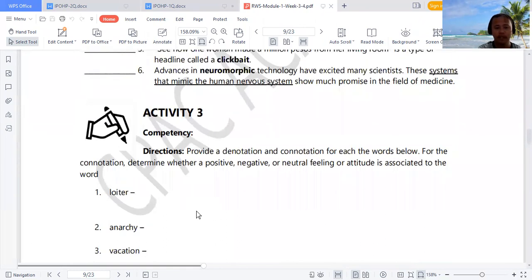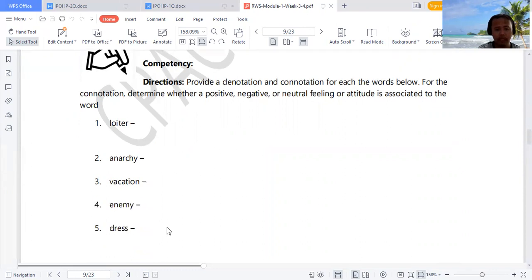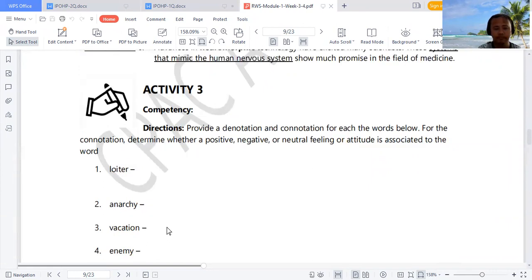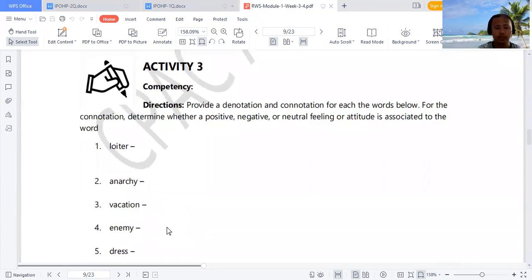Activity number 3. Directions: Provide a denotation and connotation for each of the words below. For connotation, determine whether a positive, negative, or neutral feeling or attitude is associated with the word. Okay, so for example, number 1, number 2, number 3, number 4, and number 5, what will be your answer? Okay, so for example, number 1. Let's ask number 1.